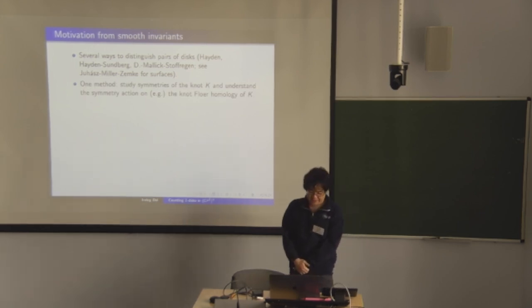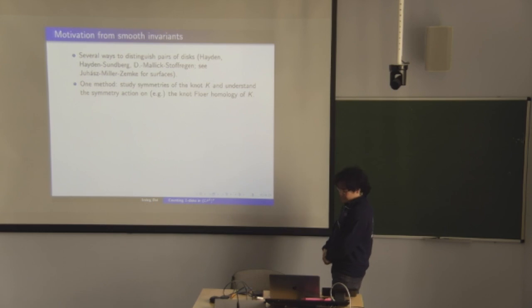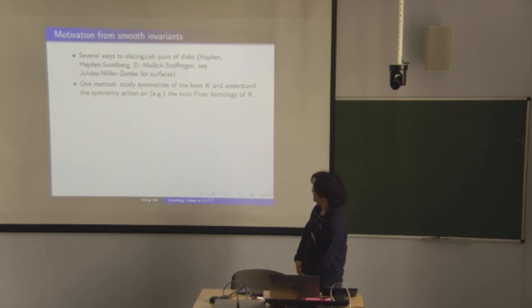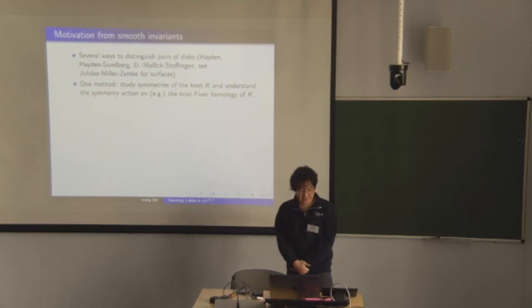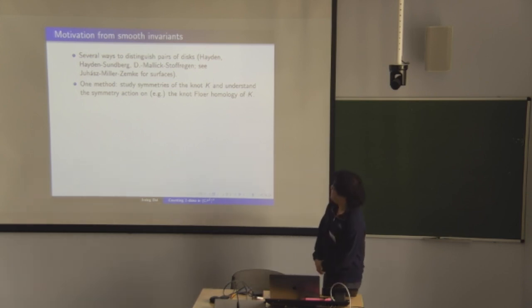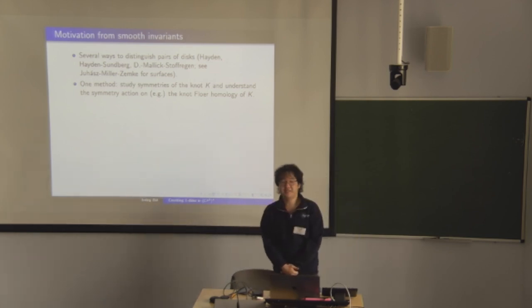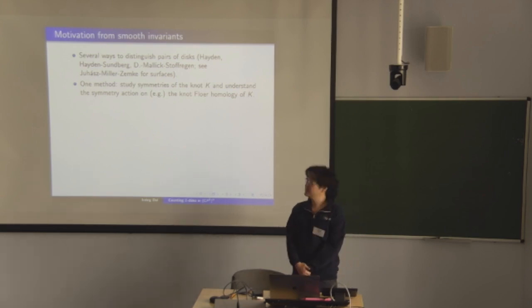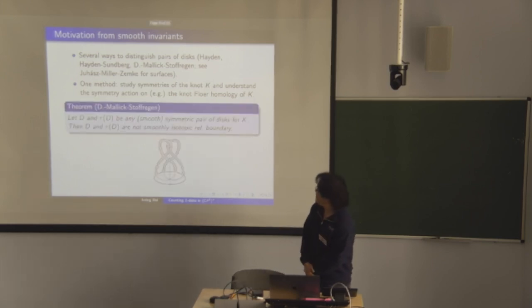What is this strategy? Okay, so the strategy is that in order to come up with exotic pairs of disks for a knot, we will in fact focus on knots that are symmetric. And what we're going to do is try to understand the action of the symmetry of the knot on the knot Floer homology of the knot. Now, why is this helpful?